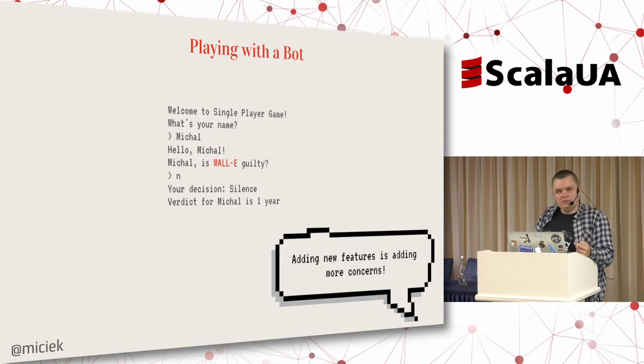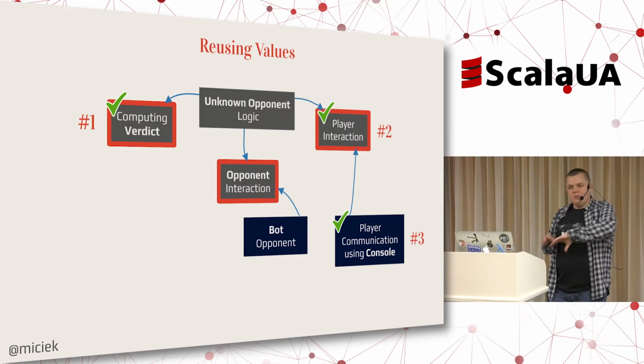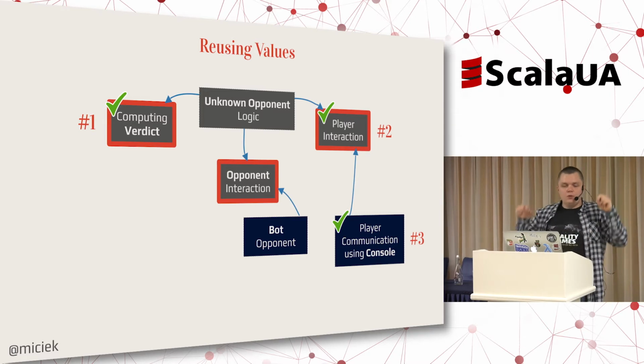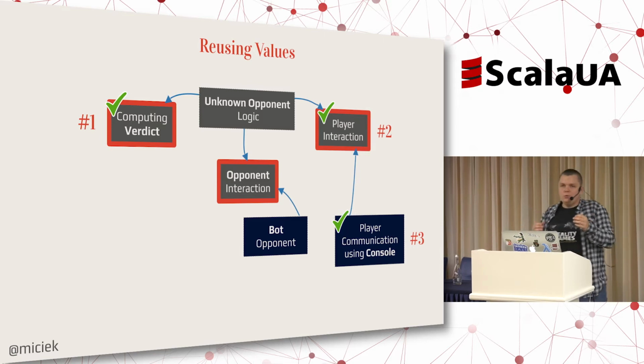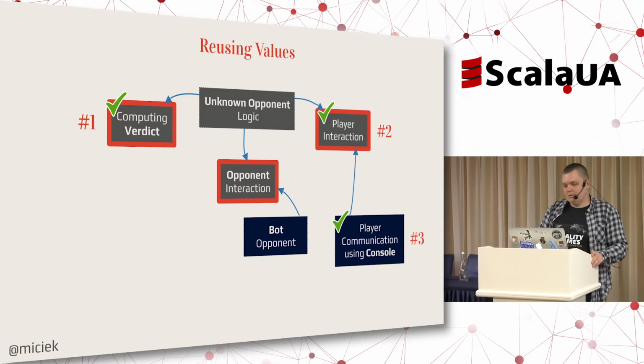So lots of concerns that can be duplicated and entangled together. But by using the approach, we are able to just add more code without rewriting anything that we've written so far. And I will show you how to do that. So this is our diagram. We have this player interaction and player communication using console. What we need more is some kind of unknown opponent logic and interaction. Unknown opponent means it can be a bot, it can be a player over network, it can be a bot over network, whatever, right? So unknown opponent. What we know in this program is that there is a local player and plays with unknown opponent somewhere out there.